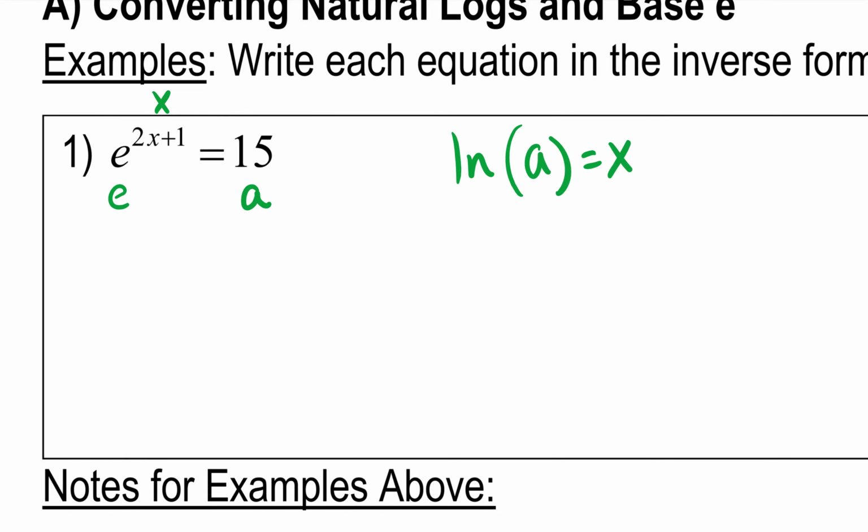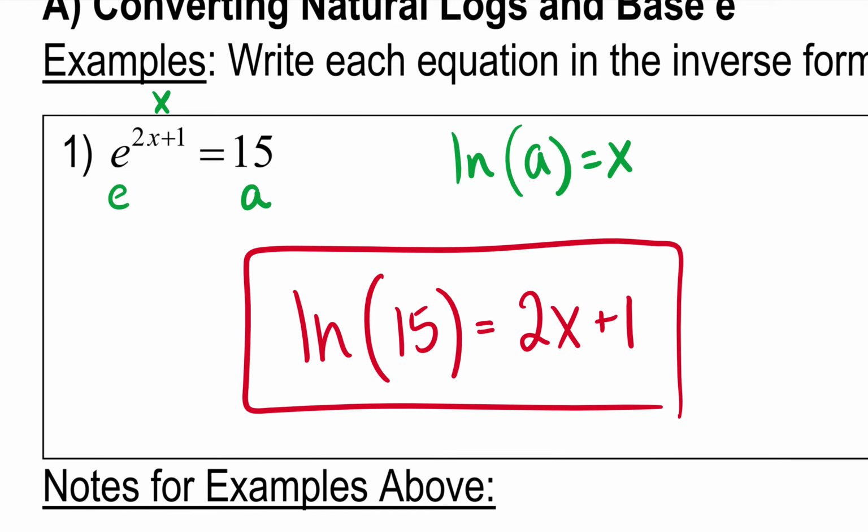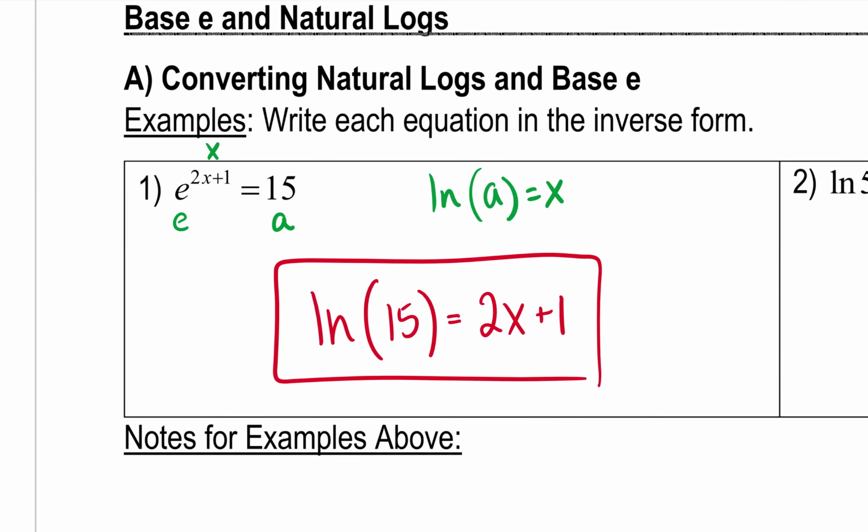So all I do is just take this and I rewrite it. So I already have my answer. I do natural log, and then A is 15 equals 2x plus 1. That's all I'm doing here, because all it tells me to do on the directions is write in inverse form. So you convert it, and then that's it. There's nothing to solve for. Not yet.